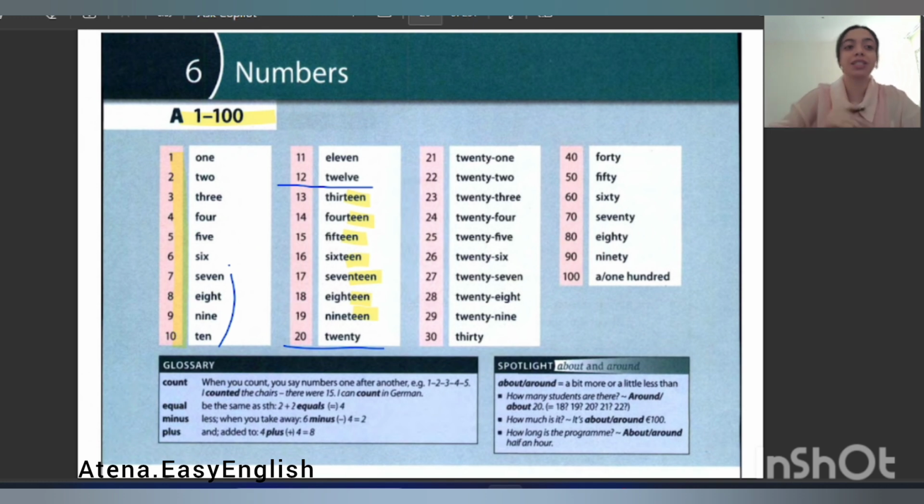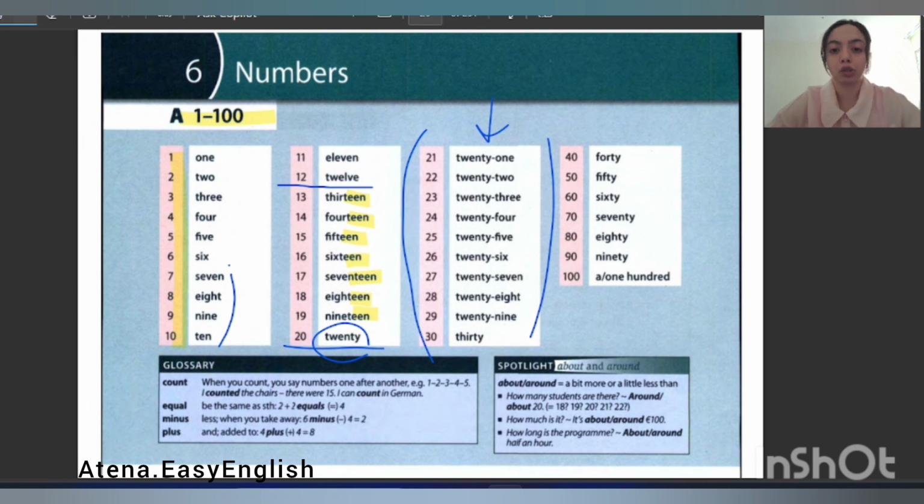13, 14. But here, look at here, 20. The stress is on the first syllable. And look at here, from 21 to 30. 21, 22, 23, 24, 25, 26, 27, 28, 29, and then 30. Look at here how we write them.